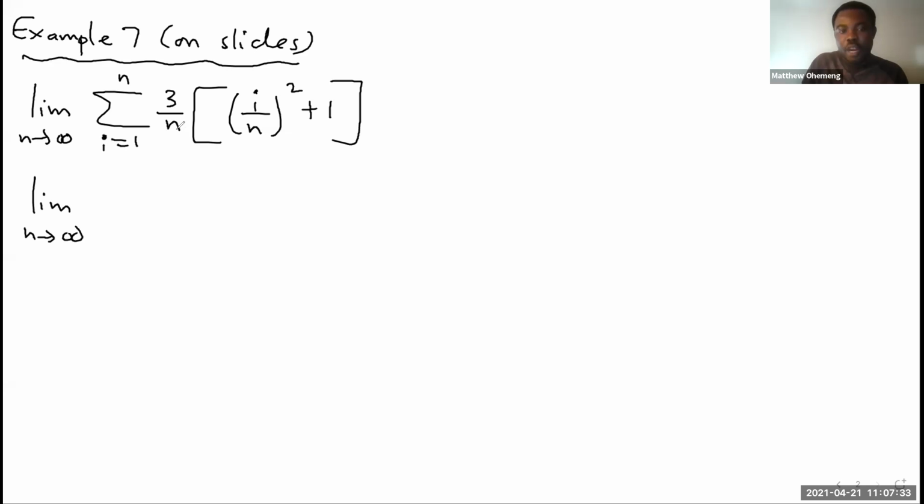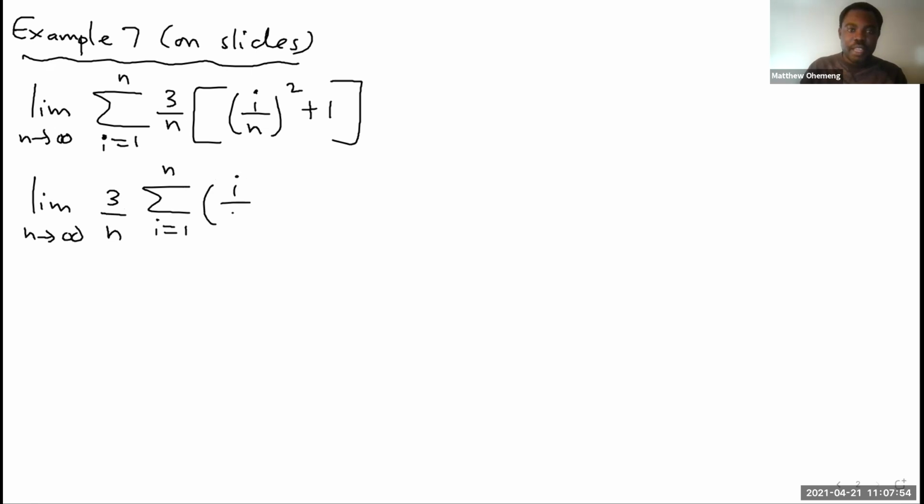Now the index of summation is going to be important here because the variable n does not depend on the i. So the variable n within the sigma is like a constant, right? So what I can do here is factor out the 3 over n because it doesn't depend on the index. So that's 3 over n out. And then I have sigma i from 1 to n of what? Now I have i over n.